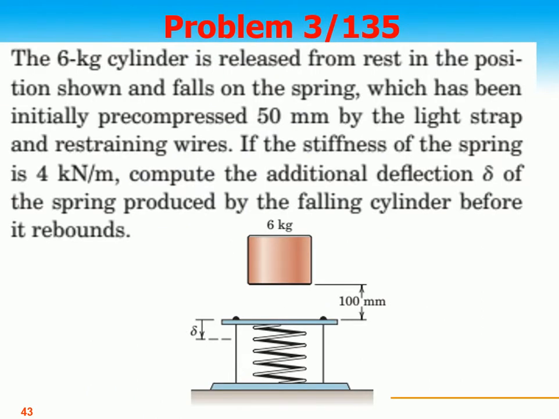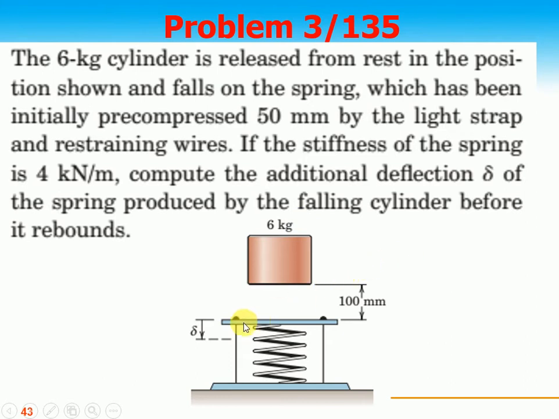Let's move to problem 3-135. The 6 kilogram cylinder is released from rest in the position shown and falls on the spring, which has been initially precompressed 50 millimeters by the light strap and the restraining wires of the spring. So initially it is slightly depressed by some distance, maybe 50 millimeters, given. If the stiffness of the spring is 4 kN per meter, compute the additional deflection delta of the spring produced by the falling cylinder before it rebounds.